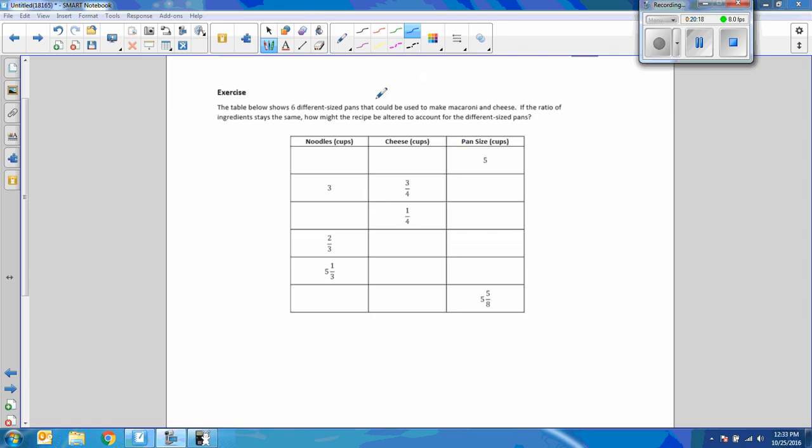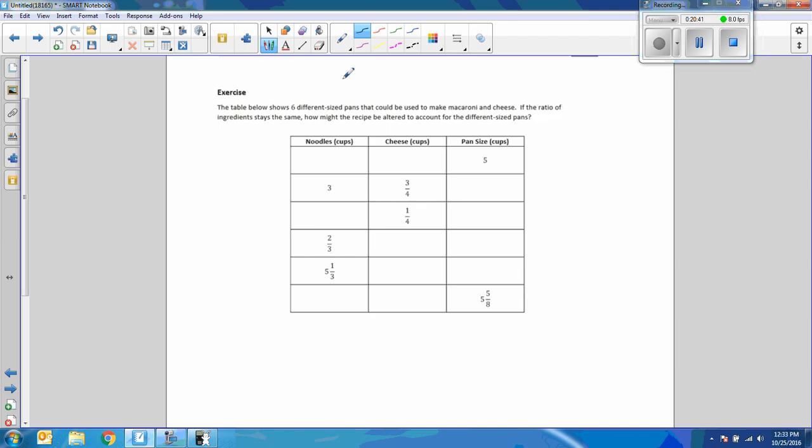Okay, so now here's the next one. The exercise. The table below shows 6 different size pans that could be used to make macaroni and cheese. If the ingredients stay the same, how might the recipe be altered to account for different sized pans? Okay, if the pan's not big enough, food's going to overflow all over the stove, make a mess, burn, and all that good stuff.